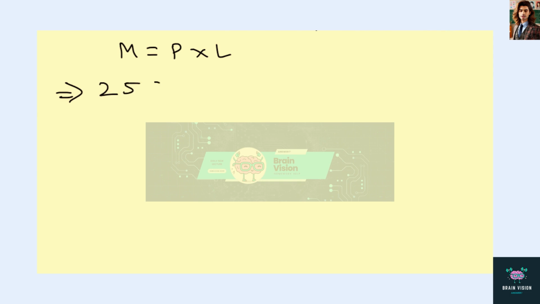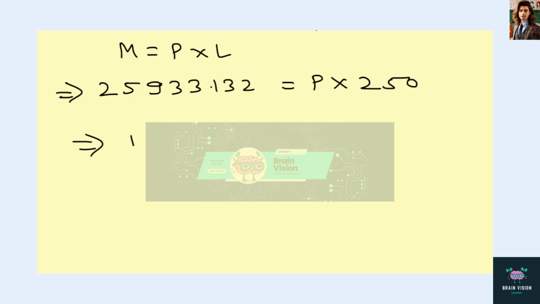Now going ahead and writing M is equal to P into L. So 25933.132 is equal to P into 250. So P is coming as 103.75 Newton.